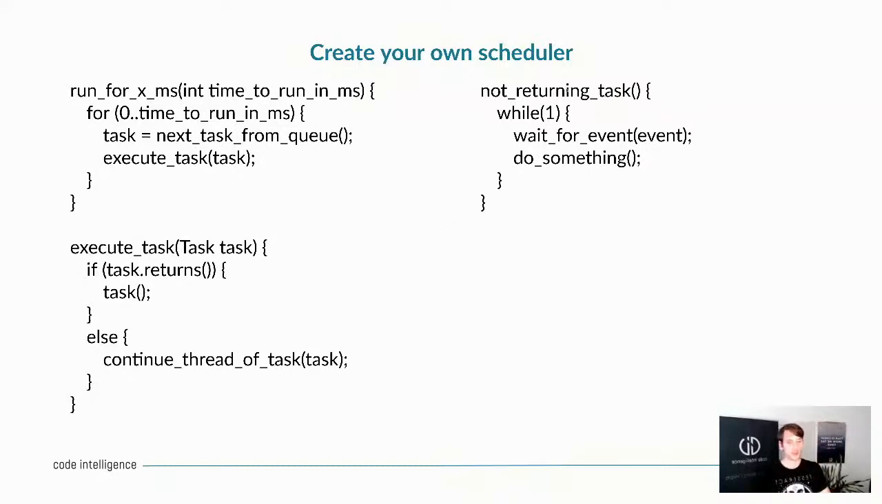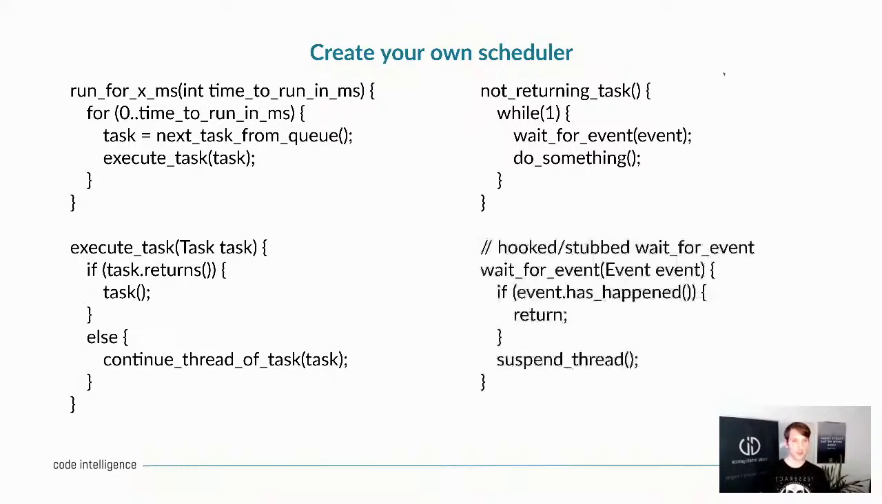So for example, this would be a non-returning task, and they usually look something like this. They have a while one loop, which they maybe just break out of if there's a shutdown or something like this. And in there, they will usually wait for events to happen, and only then they do something. Usually there are no tasks that do something all the time. Usually they are just waiting for something, then they process it, and then they wait for the next thing. So, and this wait for event function is exactly what you then should hook or stop, so that this wait for event will actually suspend the thread.